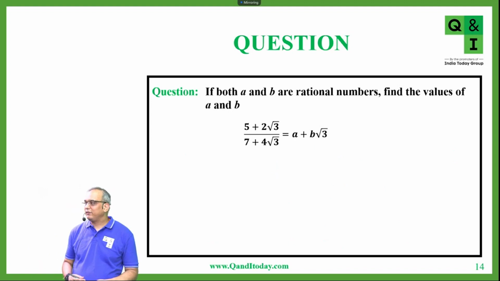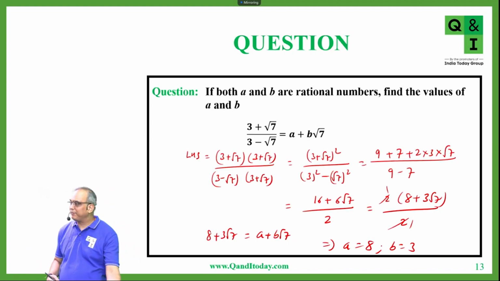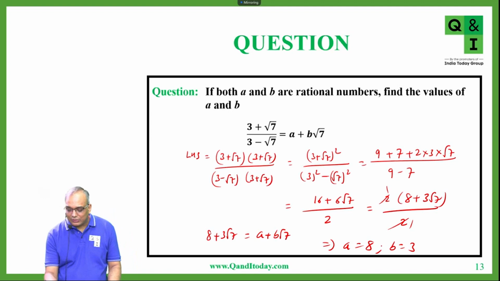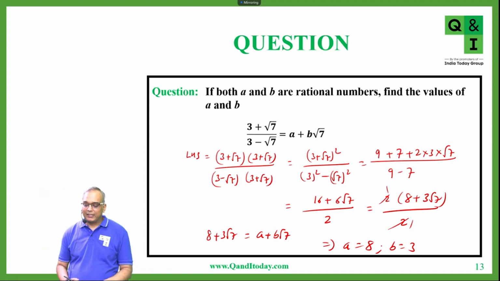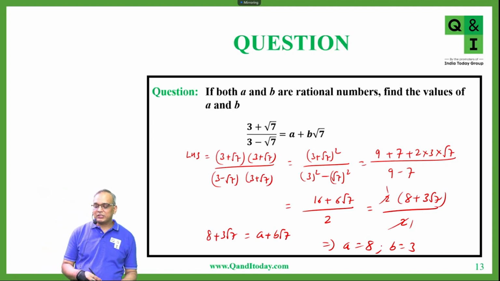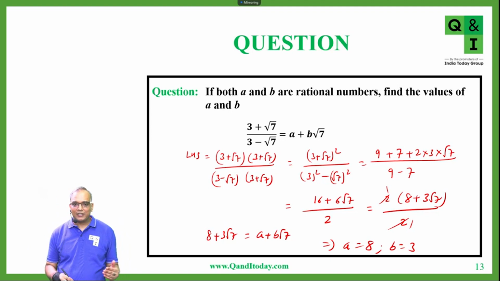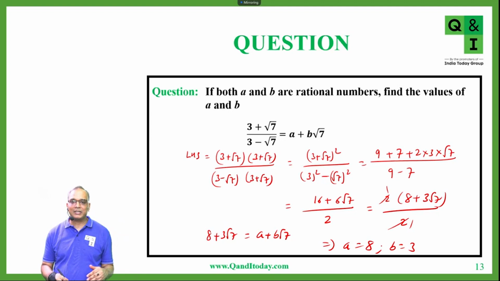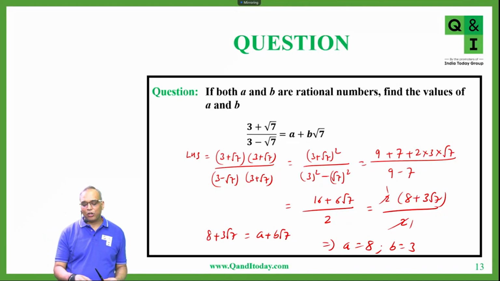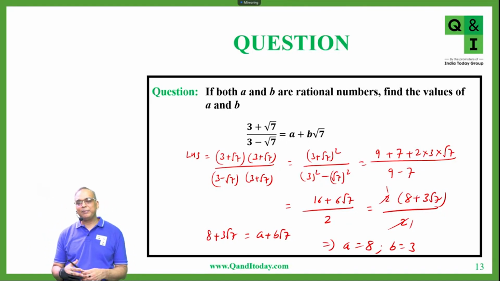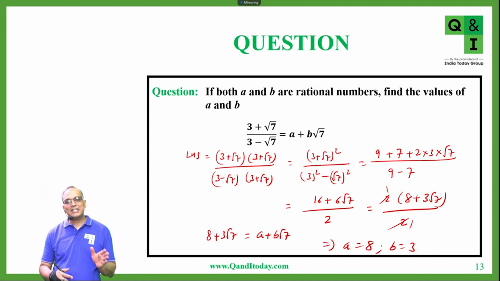Please try and solve. Okay, I'll repeat this, Hannah. So in this question, what we did here, that we had 3 plus root 7 by 3 minus root 7, which is equal to a plus b root 7. So in these questions, what we do is we rationalize the denominator first. So denominator here was 3 minus root 7. So we multiplied both numerator and denominator by the conjugate of 3 minus root 7, that is 3 plus root 7. So we'll have in the numerator 3 plus root 7 square, and in the denominator, we have 3 minus root 7 into 3 plus root 7. Use the identity a minus b into a plus b.